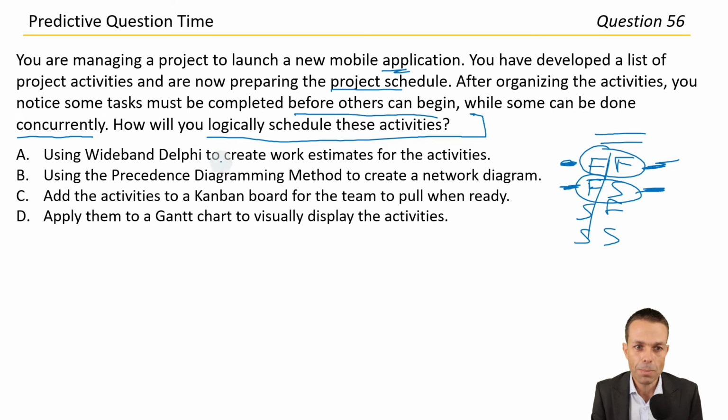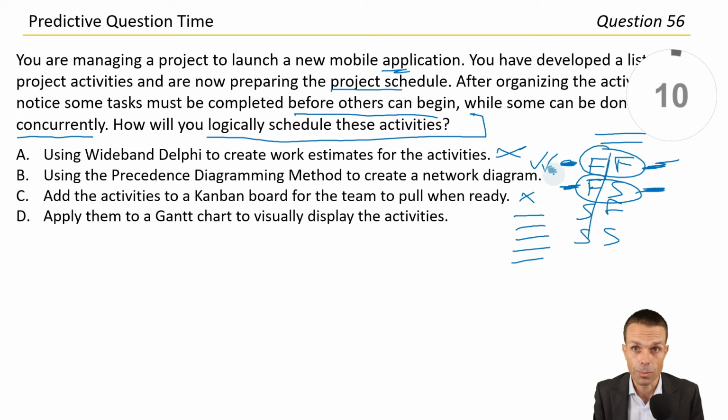So what do we do? Do we use wideband Delphi? Well, that's an estimating technique. So that's not going to help us with scheduling. That's a no. Do we use precedence diagramming method to create a network diagram? Probably. That's what we were saying. Add the activities to a Kanban board for the team to pull when they're ready. Well, we still need to sequence them and prioritize them. Even if it's in an agile team, the priority of the tasks is the same as the precedence or the order that they're occurring in. So it's basically the same thing. So similar idea, but we still need to order them correctly.